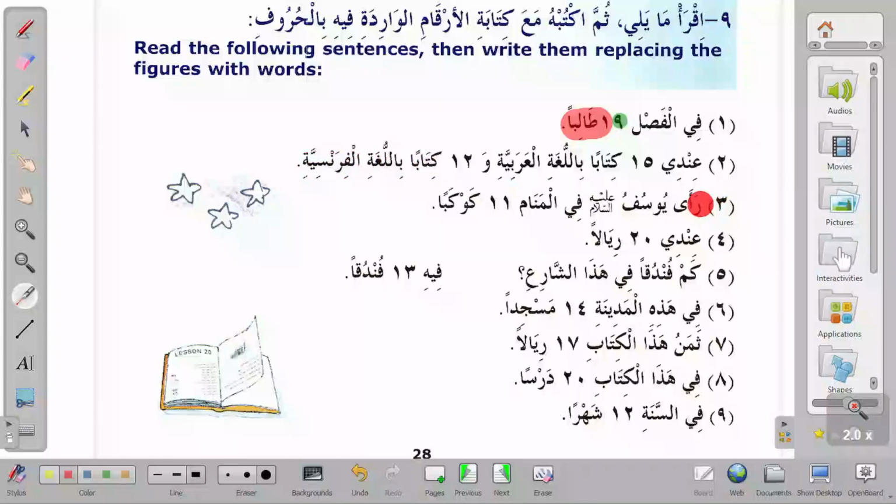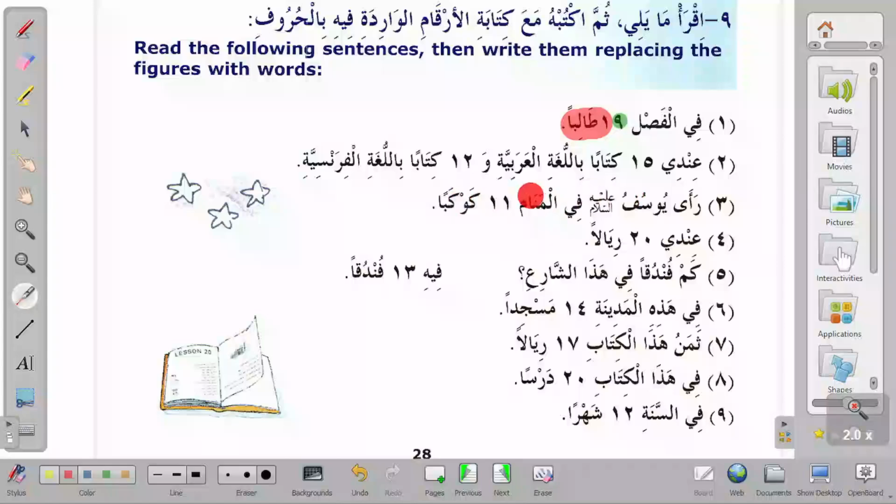Okay, it says here رأى يوسف عليه الصلاة والسلام في المنام. This is 11. So how do you say it? أحد عشر كوكبا. Okay, كوكبا. What's the meaning of كوكب? Okay, كوكب is what's the name? It's used for how do you call it? Planet. Okay, planet. We call it كوكب. Okay, كوكب is a planet.